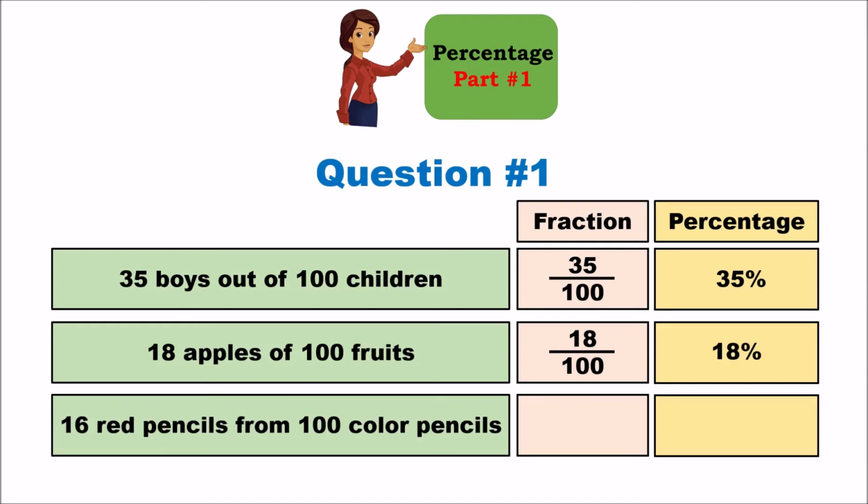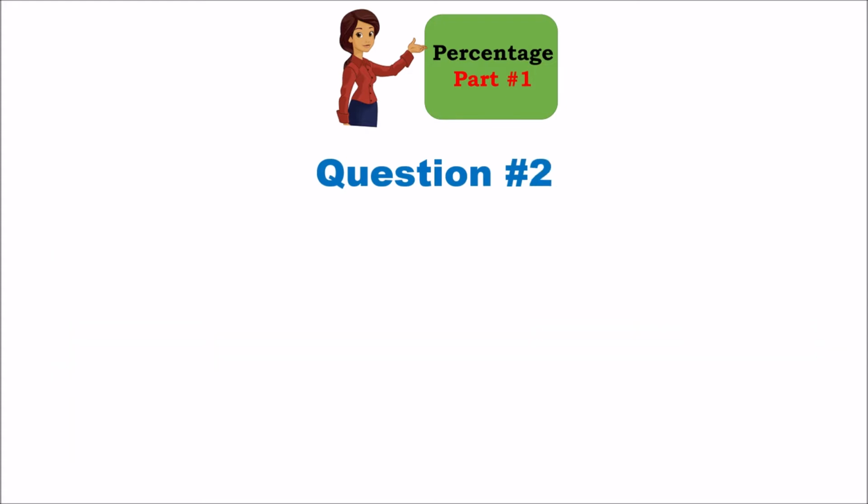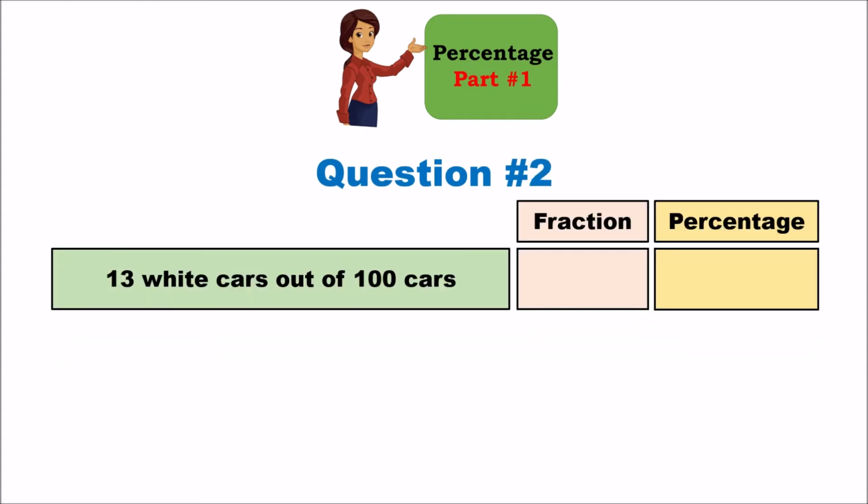16 red pencils from a box of 100 color pencils. You can say it's 16 upon 100, which is 16%. Let's do a few more of these. 13 white cars out of 100 cars. That would be 13 upon 100, which is 13%.